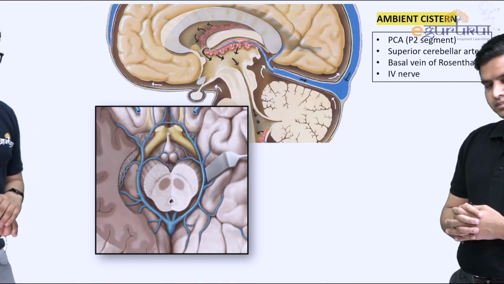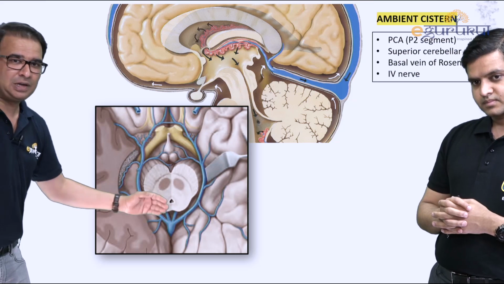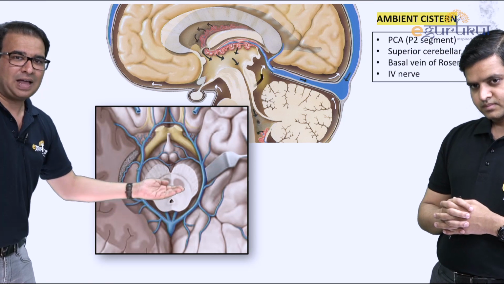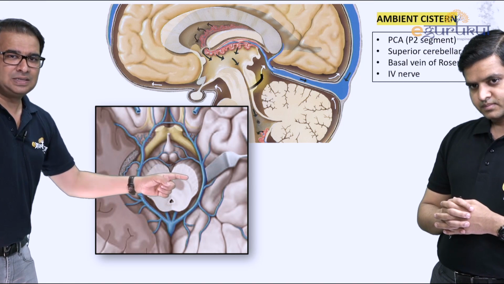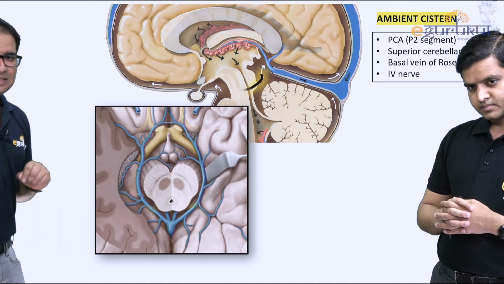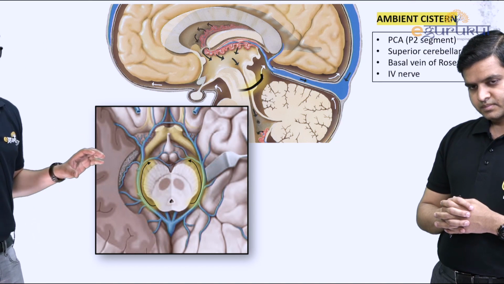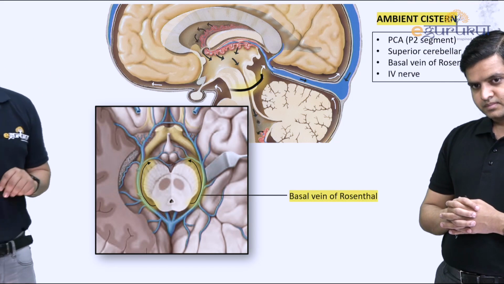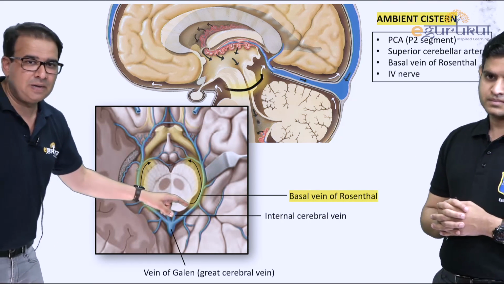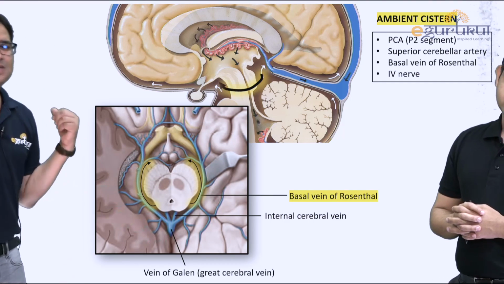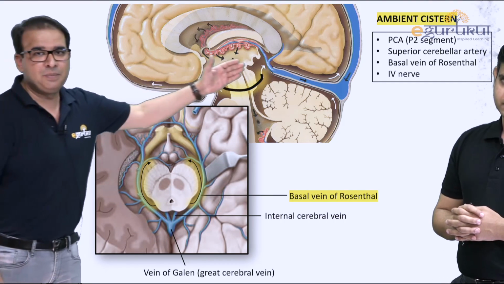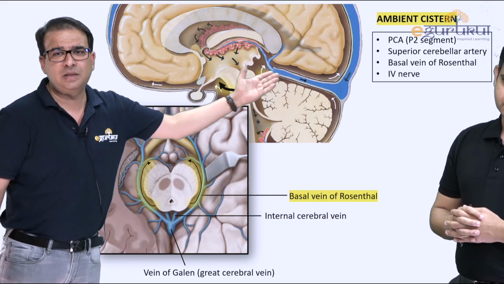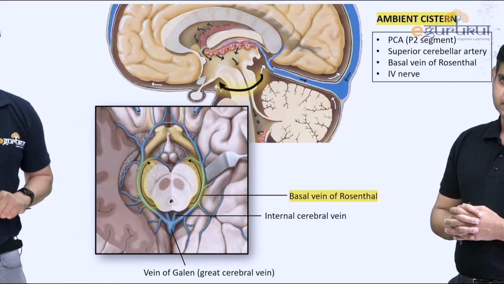So look at this picture here where you can see the midbrain. For your orientation, this is the colliculus part here. Then we have the peduncles here. And you can see this on the side, look at these animated arrows here. They are showing the location of this ambient cistern, where you can see this vein called the basal vein of Rosenthal, which along with this internal cerebral vein forms this vein of Galen, which we just saw is present in the cistern behind, that is the quadrigeminal cistern, which ultimately is draining into the straight sinus.